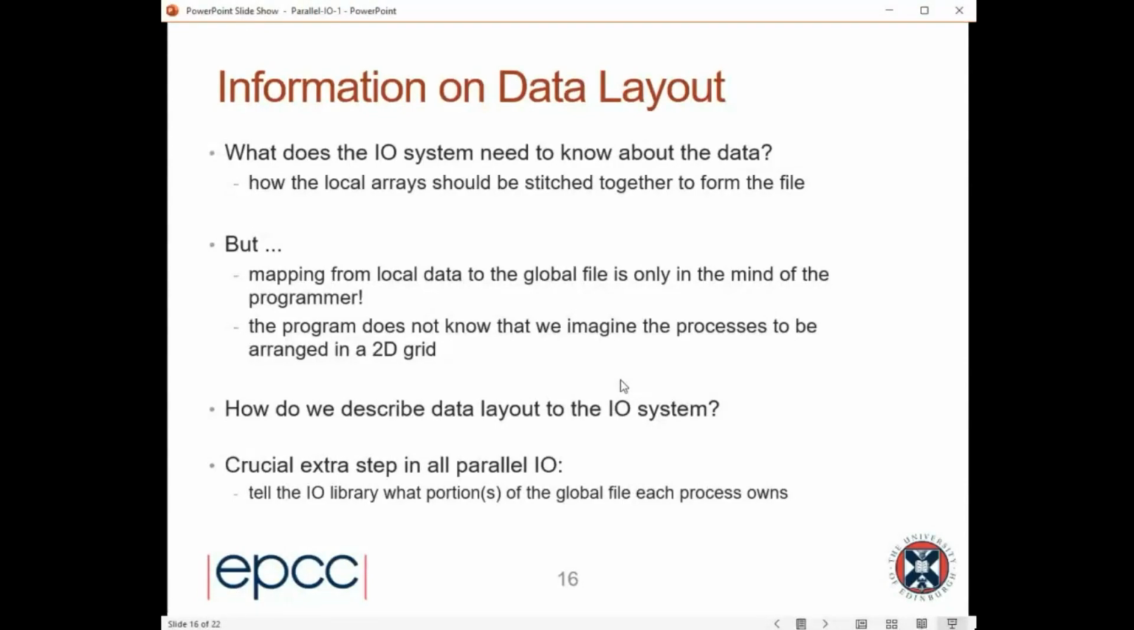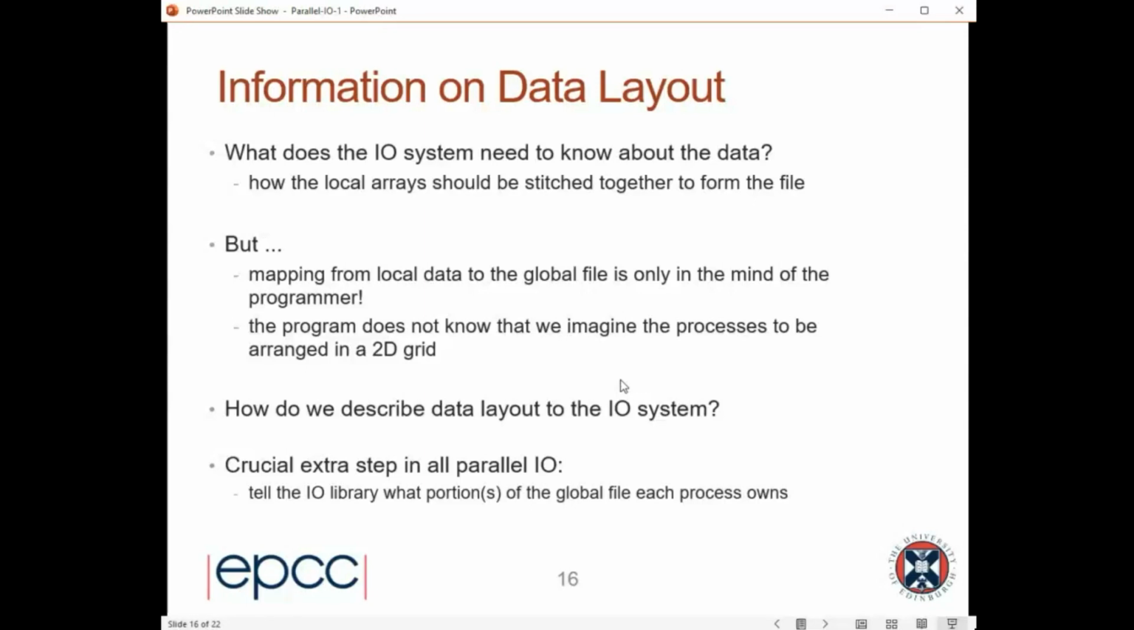In parallel, you need to tell the I/O system where to put the data, which portion of the global file each process owns. Unfortunately, the mapping from that local to the global data is just in the mind of the programmer. We may imagine the processes are arranged in a 2D grid, but when you're running an MPI program, as far as the computer is concerned, as far as ARCHER2 is concerned, you're running thousands and thousands of separate processes all doing their own thing.